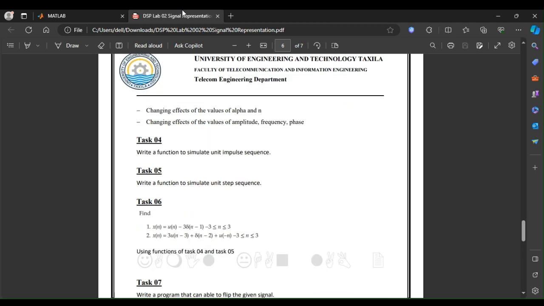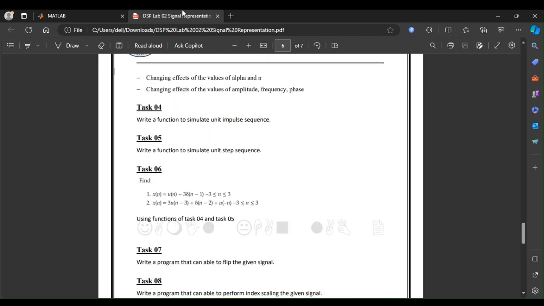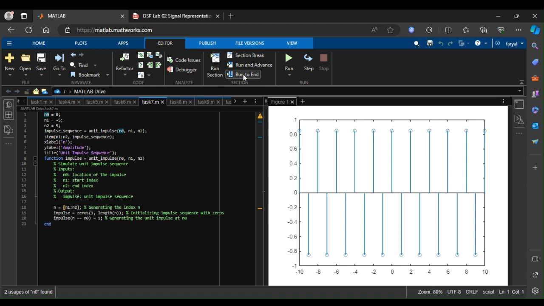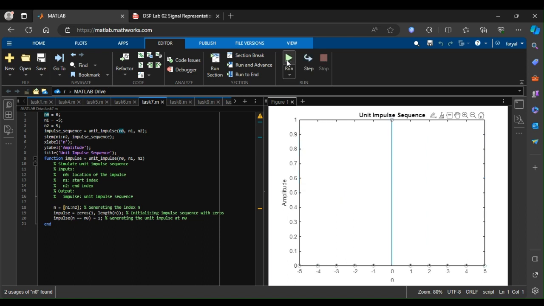And then we have task 4, that is write a function to simulate a unit impulse signal or a unit step signal. These are task 4 and task 5. Here is the code, and the output is similar to the previous one. We have N0, that is the location of the impulse, N1 the start index, N2 the end index, generating the index and initializing the impulse sequence with zeros, and then we will have the output like that.